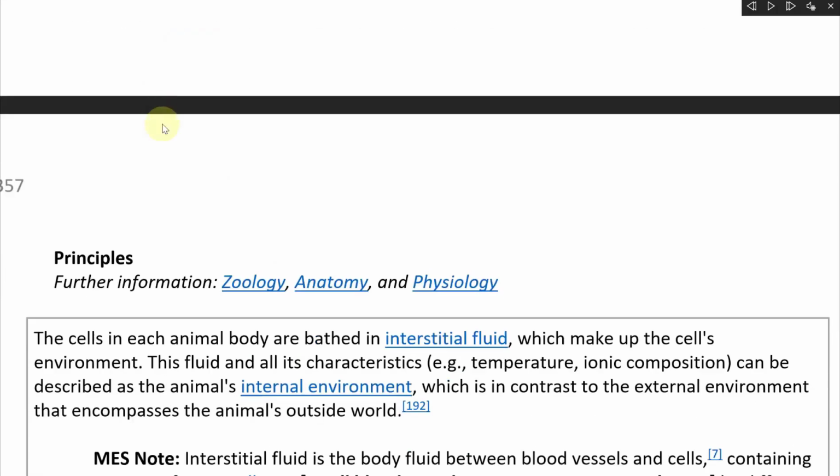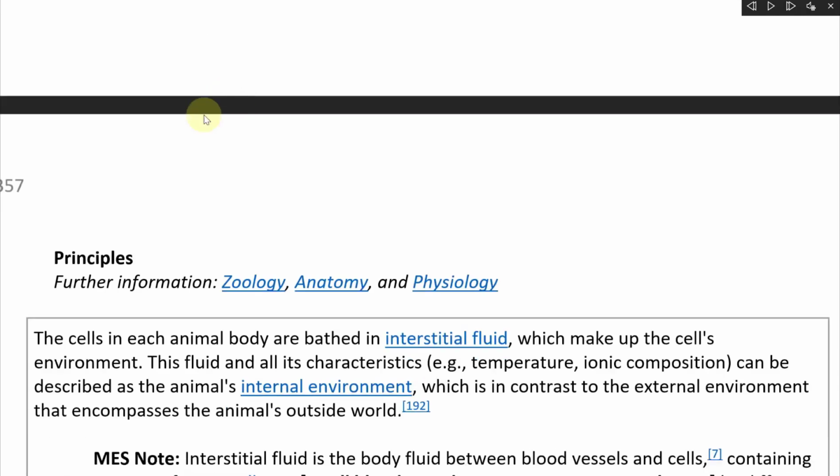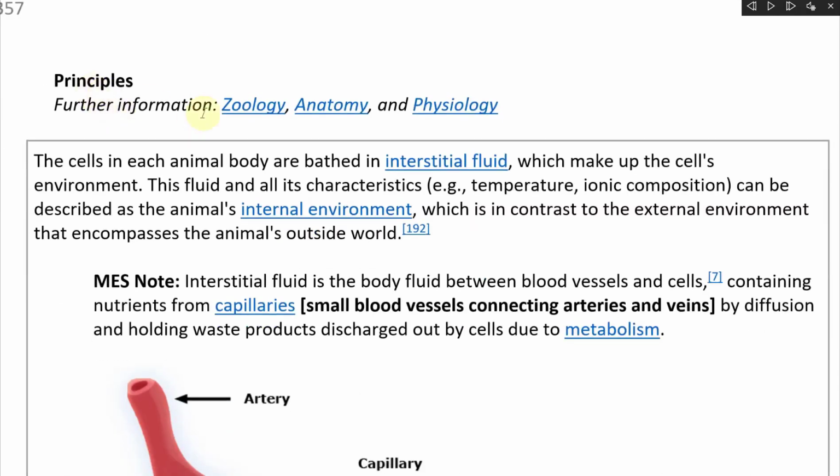Animal form and function. So we're done with the plants. Go back to that. Now it's animal form and function, and look at the subsection principles. For further information, you go to zoology, anatomy, and physiology. All right, so let's dive right in.